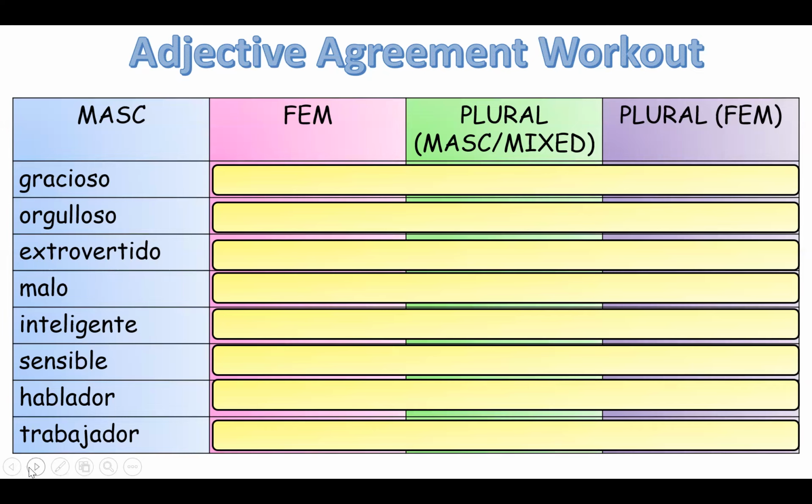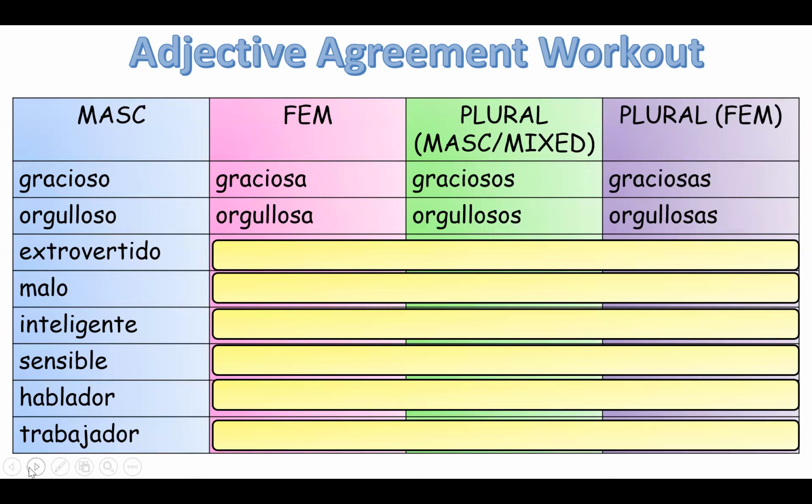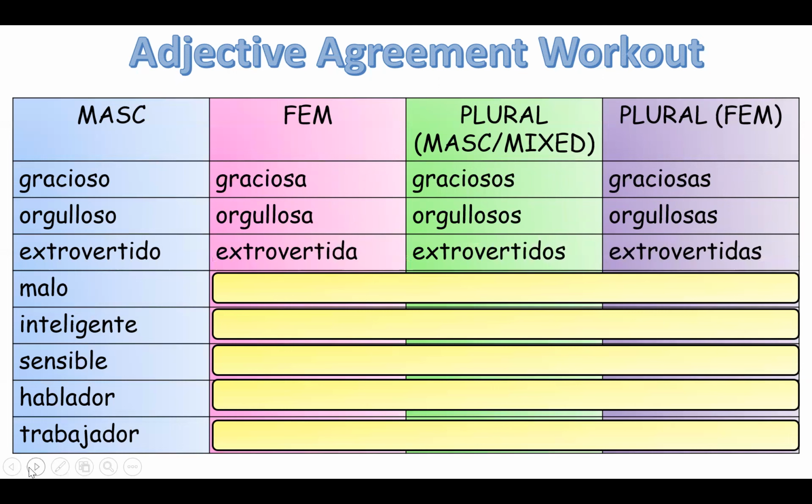Okay, let's check how you've done. Gracioso can become graciosa, graciosos, or graciosas. The same with orgulloso, orgullosa, orgullosos, and orgullosas. A similar pattern is formed when we look at the words extrovertido and malo.